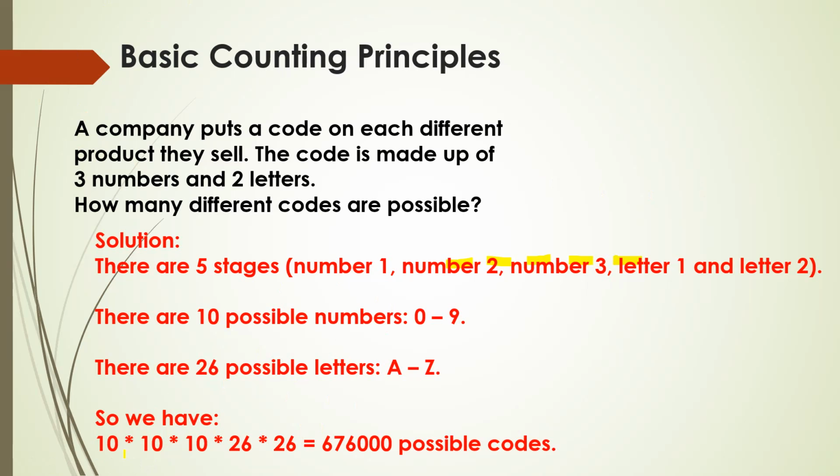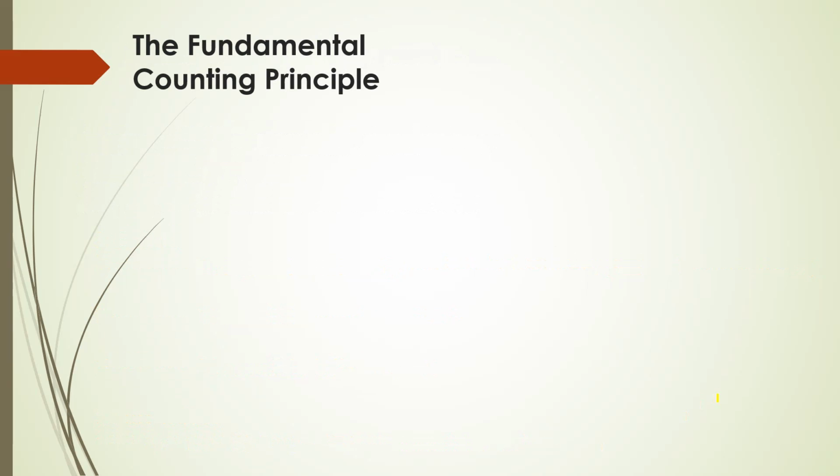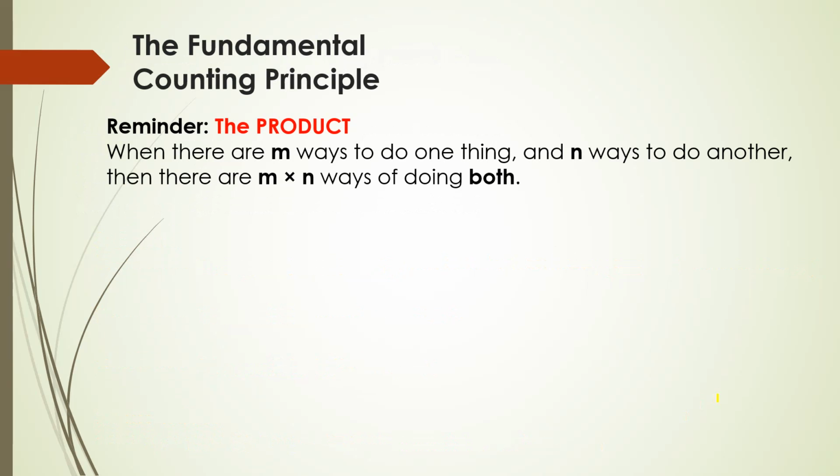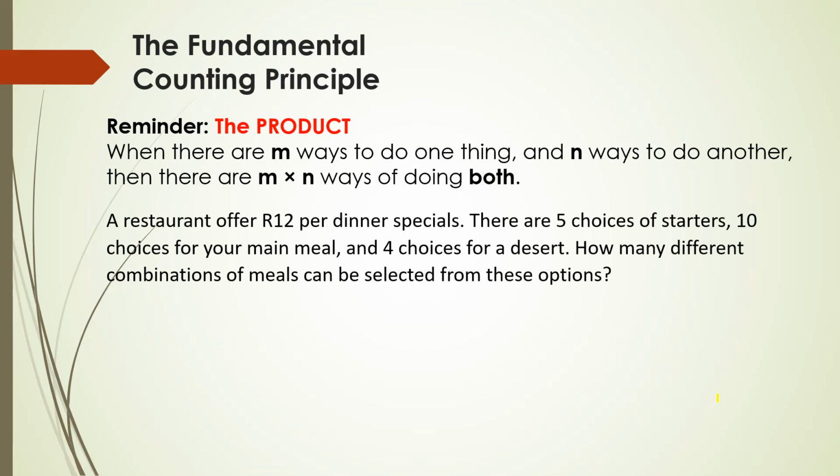Now folks, please notice again, here the repeats are allowed. If we removed repeats, then this will be 10, 9, 8. Because we've already assigned one number, there's 9 left to assign. If we've assigned the second number, there's 8 left to assign. First letter, 26. Second letter, 25. So it would have been less if we did not allow for repeats. Okay, so reminder, the product rule: when there's m ways to do one thing, n to do another, there's m times n to do both.